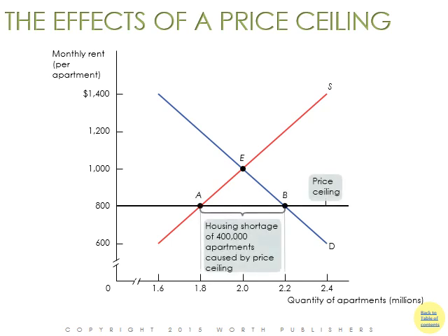Now we can analyze the impact of a price ceiling. Here we place a price ceiling at a price of $800 per month. And at this price, the quantity supplied is only 1.8 million. The quantity demanded at this price is 2.2 million. So there's going to be a 400,000 unit shortage of apartments, meaning that there are going to be more people that want to rent an apartment, more buyers than there are apartments available at this price, the price of the price ceiling.